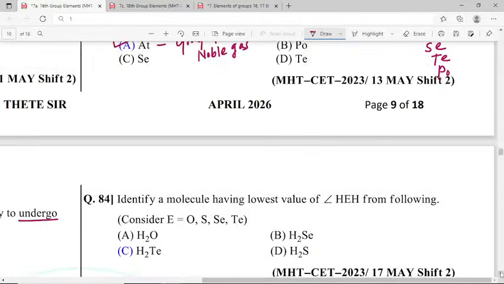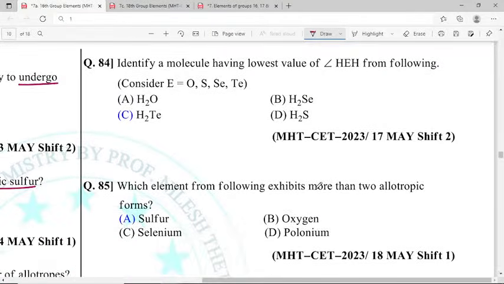Next question. Identify the molecule having the lowest value of bond angle. H2Te, lowest value of bond angle.